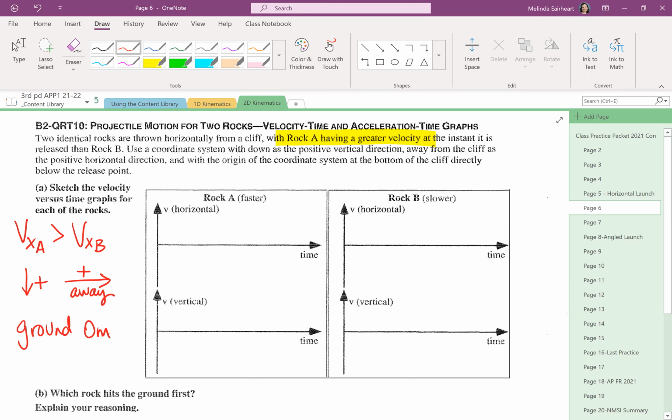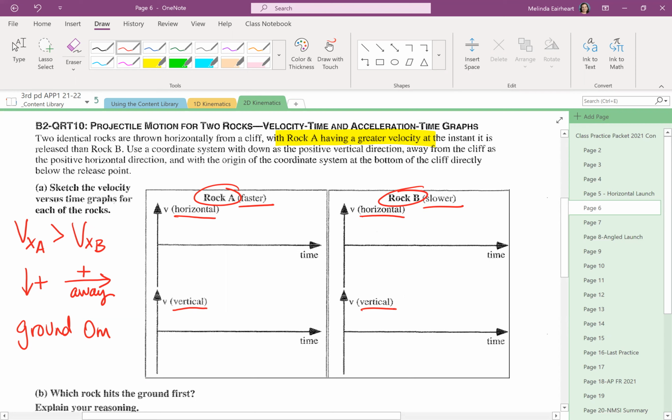Sketch the velocity versus time graphs, plural, not just one. We have 2 objects, so we have rock A, rock B. And they even reminded you which one's faster here. And they each have 2 velocity graphs because now with 2 dimensions, the motion is independent, right? The only thing that's the same in both is time. But your horizontal velocity is separate than vertical velocity. And so just make note, horizontal, vertical. And we've got quadrant 1 and 4 for both.